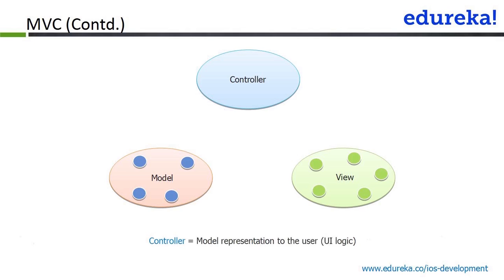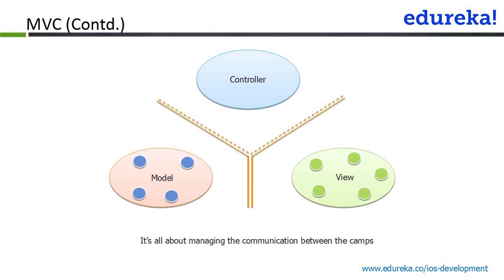And the view is the model representation to the user. It's basically the UI logic. And finally, the controller: the view acts as the controller's minions. So the view does not do anything on its own, but the controller controls it. And the whole design pattern is all about managing the communication between these three camps.